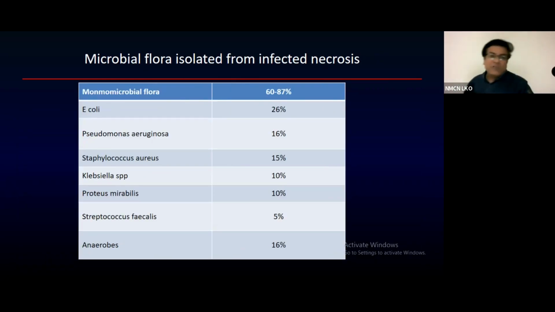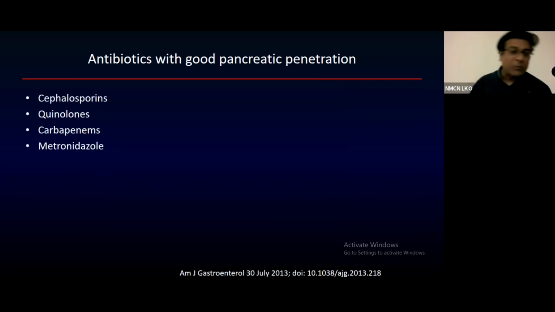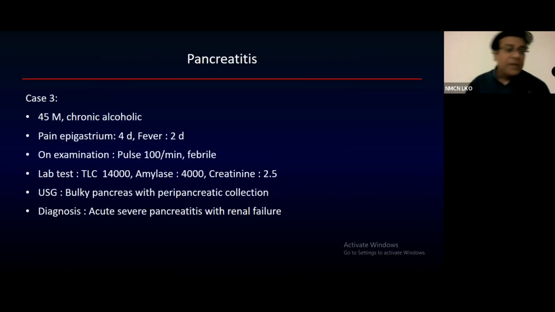Again, if you talk of organisms that we get in patients with pancreatitis, usually monomicrobial, E. coli, Pseudomonas aeruginosa, Staph aureus, and Klebsiella form the majority of the organisms in this particular group of patients. Antibiotics with good penetration include cephalosporin, quinolones, carbapenems, and metronidazole. So coming back to the patient, what do you think? Antibiotics should be given or should not be?